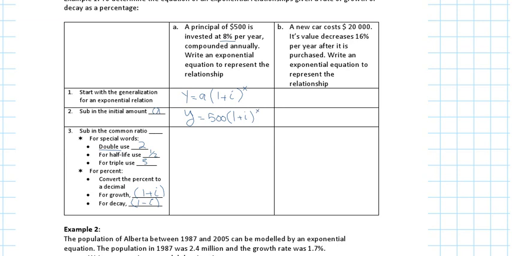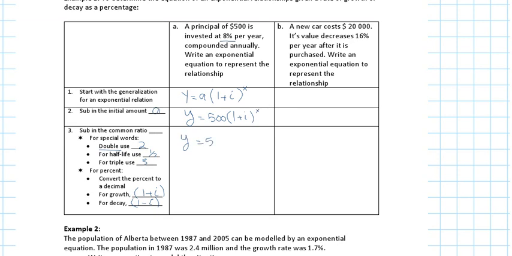So what's my i? 8% or 0.08. So 0.08 to the power of x. It's asking you to write an exponential equation to represent the relationship. Is this the exponential equation that I'm looking for? Now, can I simplify it by any chance? What do I do? Yes, I'm going to add whatever is inside the bracket, right? So y equals 500(1.08) to the power of x.